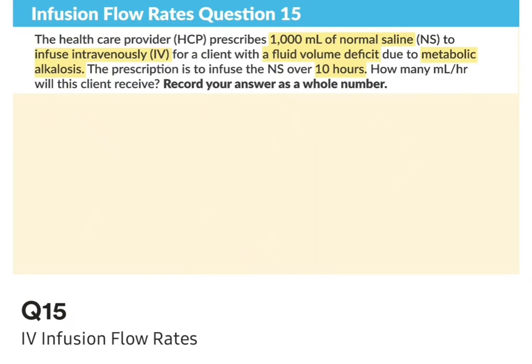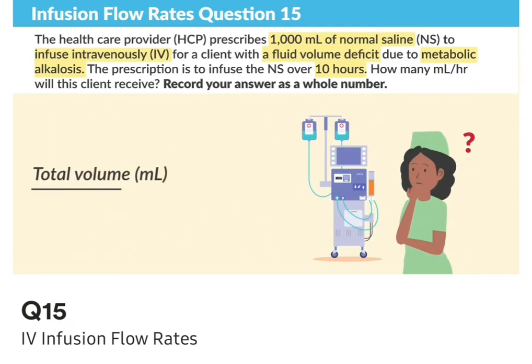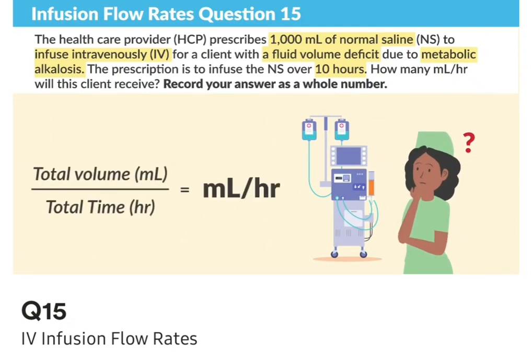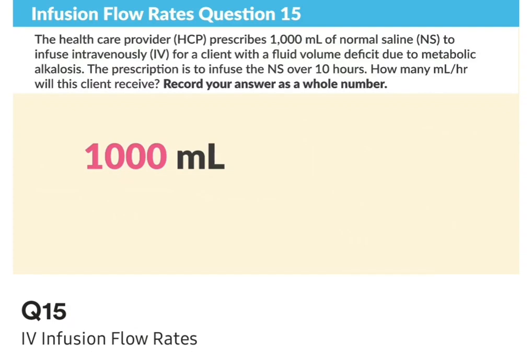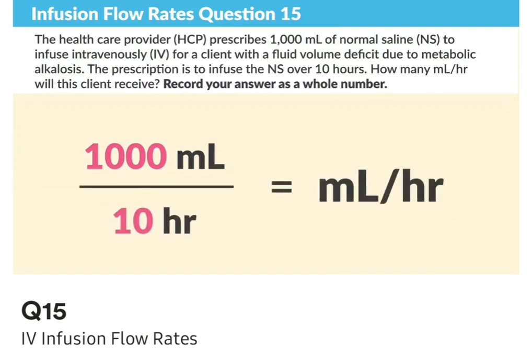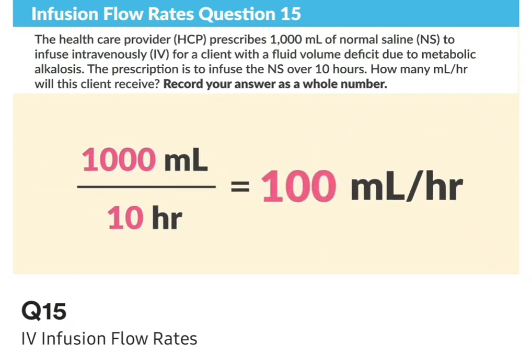So let's break it down here. We're taking that total volume divided by the time. So this is really simple. 1,000 mLs over 10 hours, right? So 1,000 divided by 10, we have 100. 100 mLs per hour is our answer.